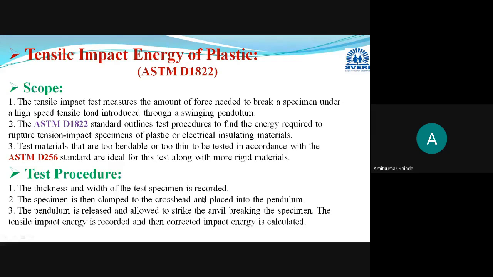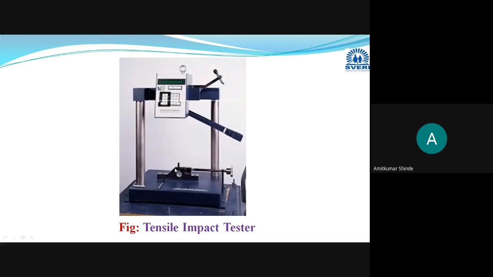Okay, in this also, this will be the support, and this will be your anvil. This is the anvil for the tensile impact tester. This is the tensile impact tester, and here we are going to determine the tensile impact energy. This will be the base or support, and here is the anvil, and here we are going to fix the specimen.